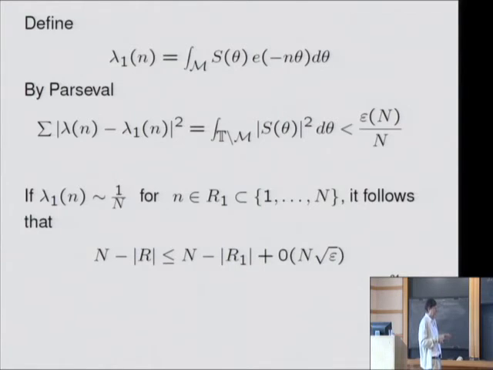And if you want to have power savings, then the epsilon(n) should be like n to the power minus some small power. Now, on the other hand, what you would also like is to have some explicit description of lambda 1. In particular, we would like to say that lambda 1(n) is going to be like 1 over n on a set R1, which is basically almost all of the integers, or all of the integers. Then you can conclude that the size of R is the same as n up to an error, and the error is going to be n times the square root of epsilon, where epsilon is the one which is there. So this is completely standard.